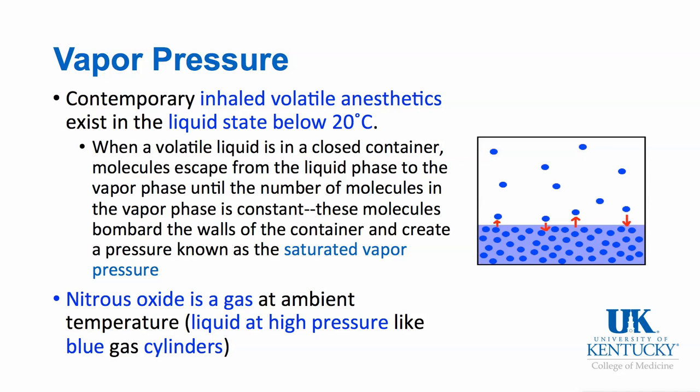Now, nitrous oxide is a gas at ambient temperature, but how can we get it into a liquid? In our blue cylinders, we put it under very high pressure, and therefore nitrous oxide is a liquid in those blue cylinders that is going up into the gaseous state. When the liquid is used up, then you just have the gas left, and your pressure gauge starts to move downward.